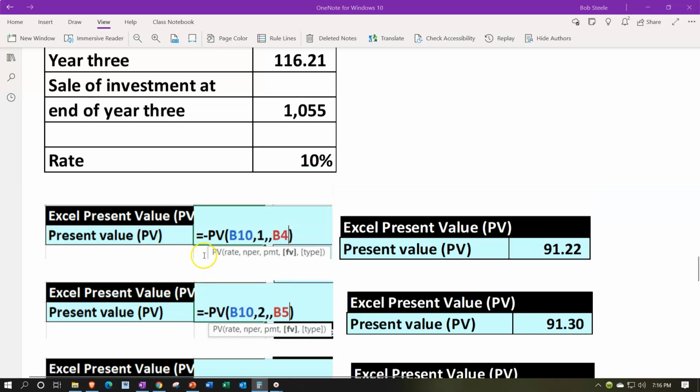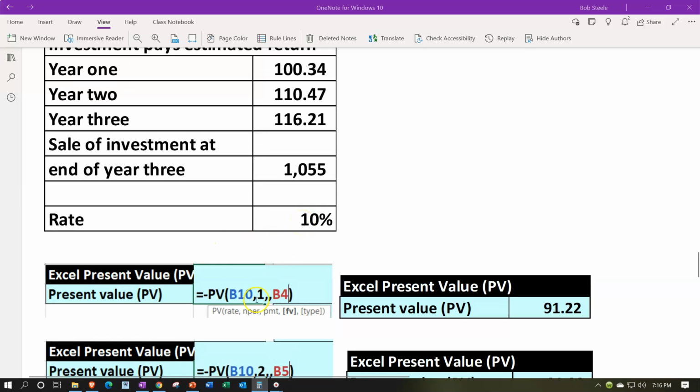So it would look something like this. We've got this equals the present value of the rate. So the rate would be 10%, comma 1. This is for the first item up here. So that 100 would be for one year out, 134, comma, because it is not an annuity. And then the future value here would then be the 134. That then gives us magically the 91.22.